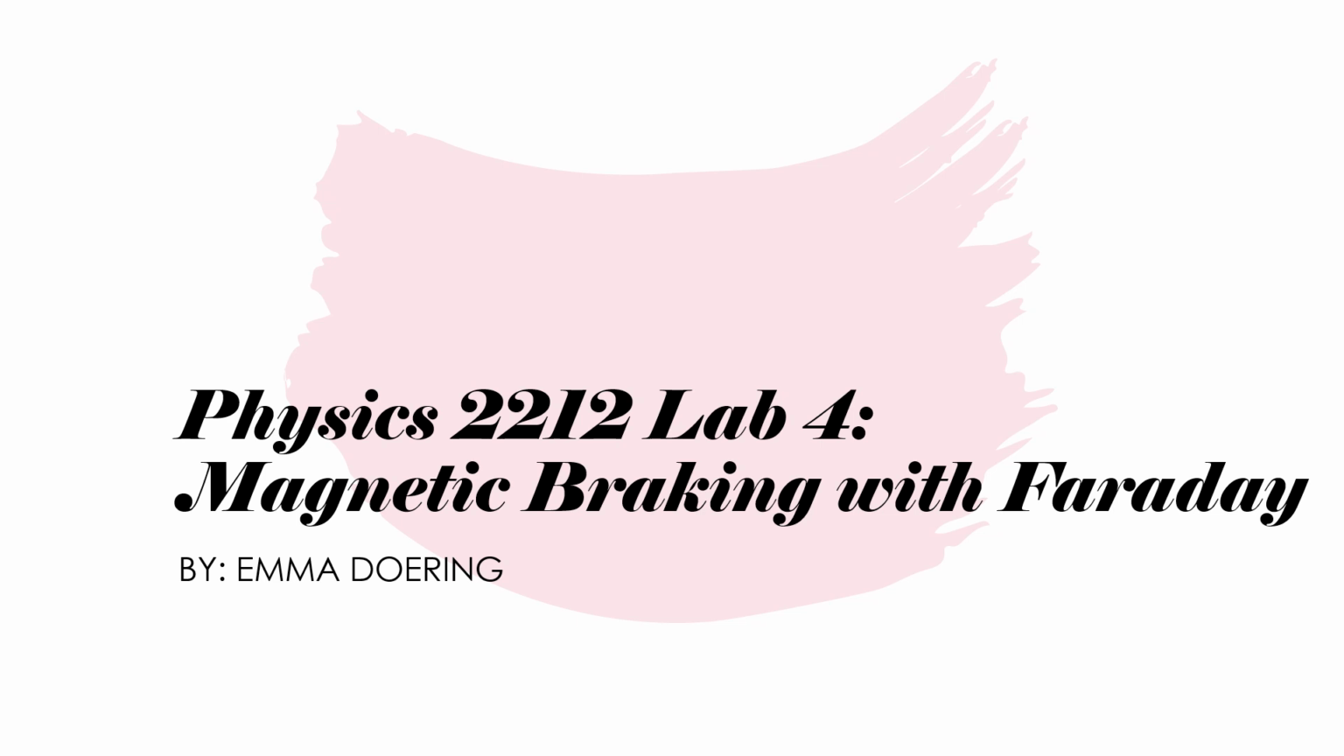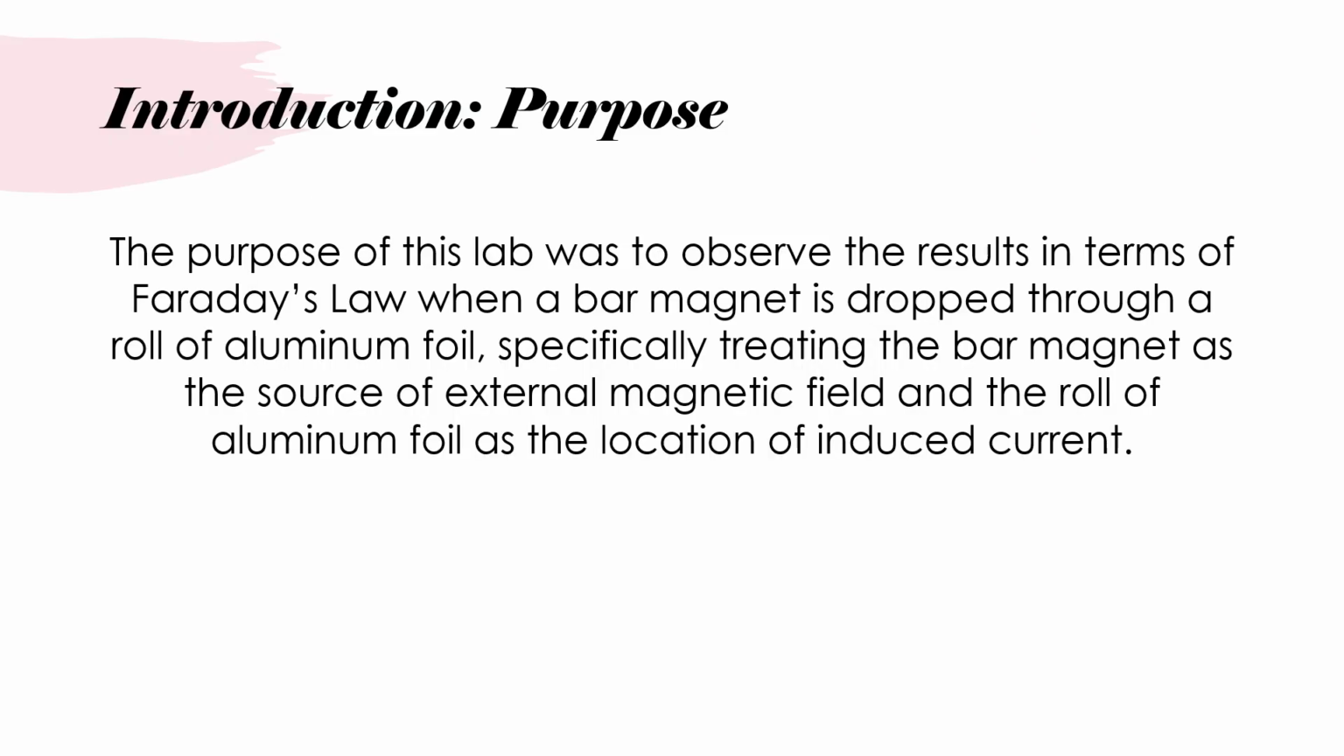My name is Emma Doring, and this is my Physics 2 Lab 4, Magnetic Braking with Faraday. The purpose of this lab was to observe the results of a bar magnet being dropped through a roll of aluminum foil in terms of Faraday's law, treating the bar magnet as the source of external magnetic field and the aluminum foil as the location of induced current.